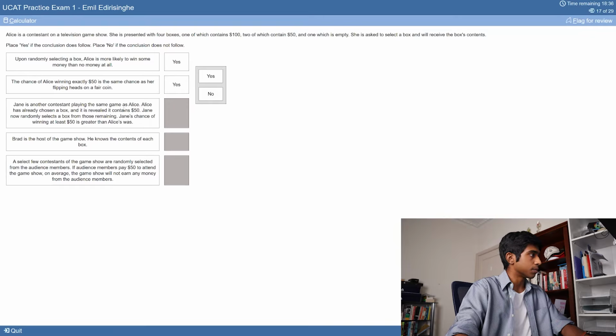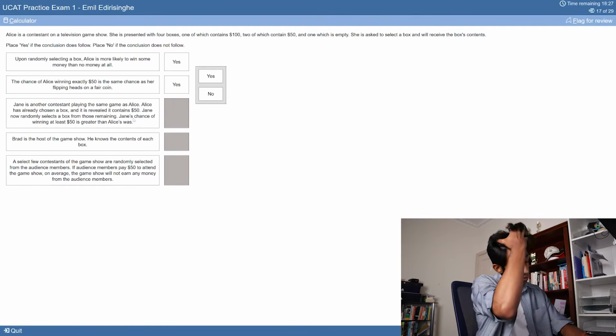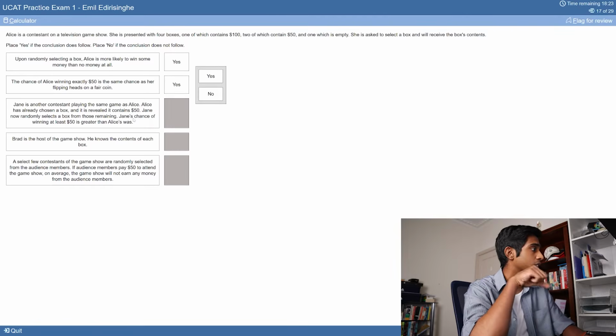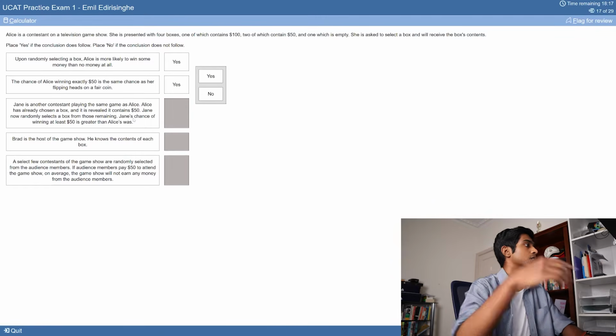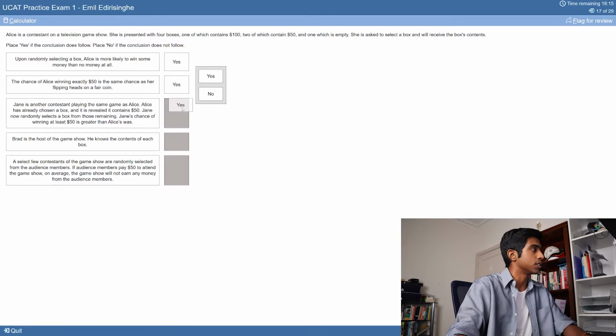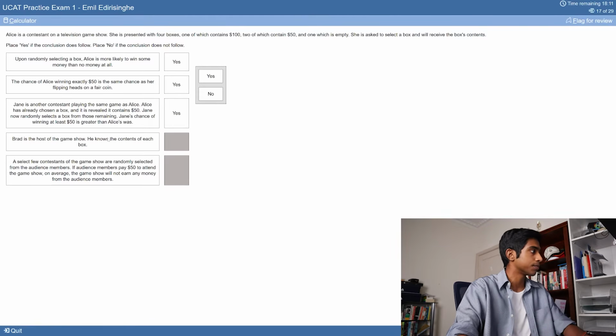Jane is another contestant playing the same game. Alice has already chosen a box and it revealed it contains 50. Jane's chance of winning at least 50 is greater than Alice's was. No, because Alice had a 75% chance, and now she has a 66% chance.